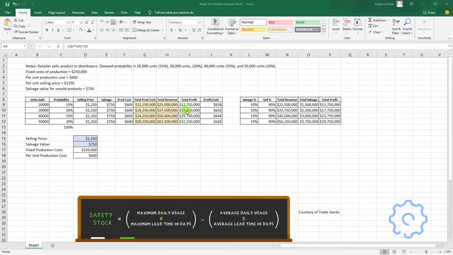So let's say here we have 30,000 units and 40,000. Let's say the salvage percentage is 25% for 30,000. And actually, let's make this 15%. And let's say the salvage percentage is 20 for 40,000. Maybe there's more risk in trying to sell 40,000. So once we do that, this spreadsheet would automatically calculate all of our cells to tell us what the total profitability is. And what we can see here is the total profitability is still high at 40,000.